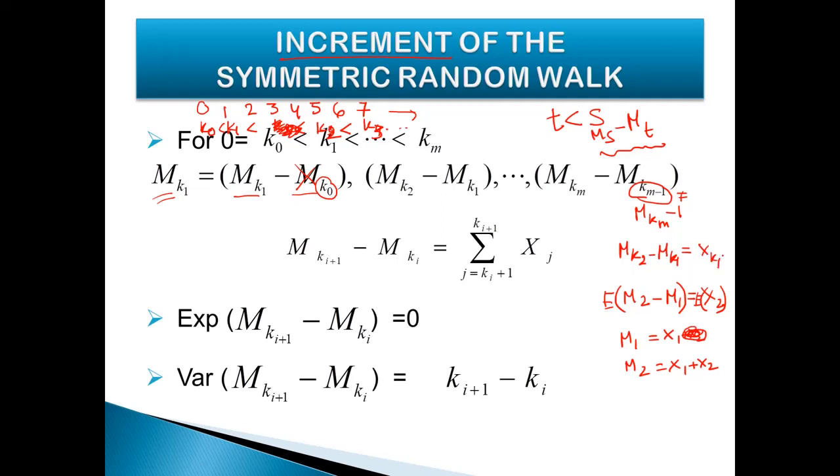So if we consider m_k2 minus m_k1, it will be x_(k1+1) and so on, until x_k2, everything is a summation. That's why we write summation of x_j from k_i plus 1 until k_(i+1). Now if we consider the expectation of this whole thing, it's actually the expectation of x_j, right?